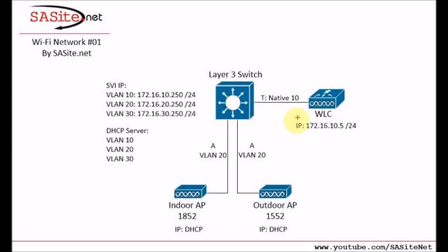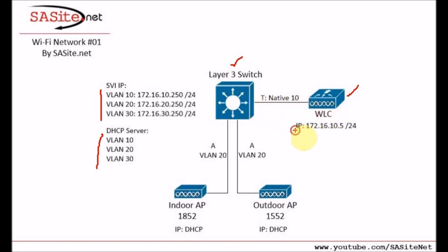In today's topology, we have one Cisco layer 3 switch in the middle of our network, which acts as our gateway as well as DHCP server for three different VLANs. You can review the IP address of these three VLANs here. And we also have one Cisco 2500 series wireless controller, which connects via one trunk network, native VLAN 10.